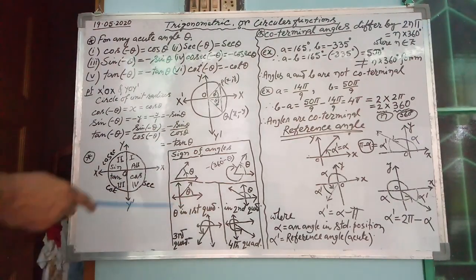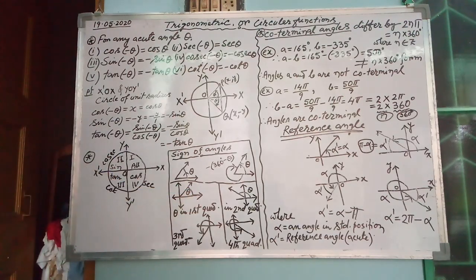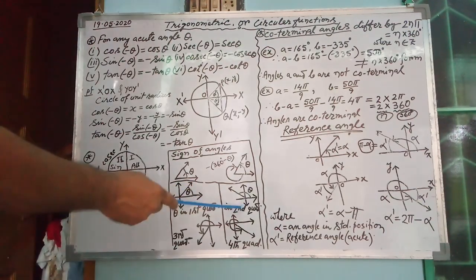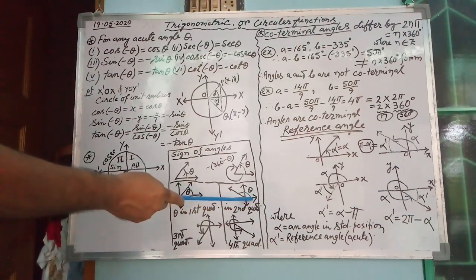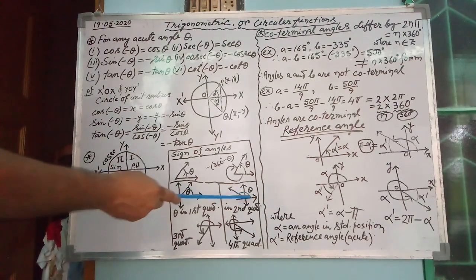Now, here the angle lies in the first quadrant. We denote it simply like this. This is theta. This angle lies in the first one. But when the angle lies in the second quadrant, how do we denote the angle? So theta will be taken from here to here, because this angle lies in the second quadrant.